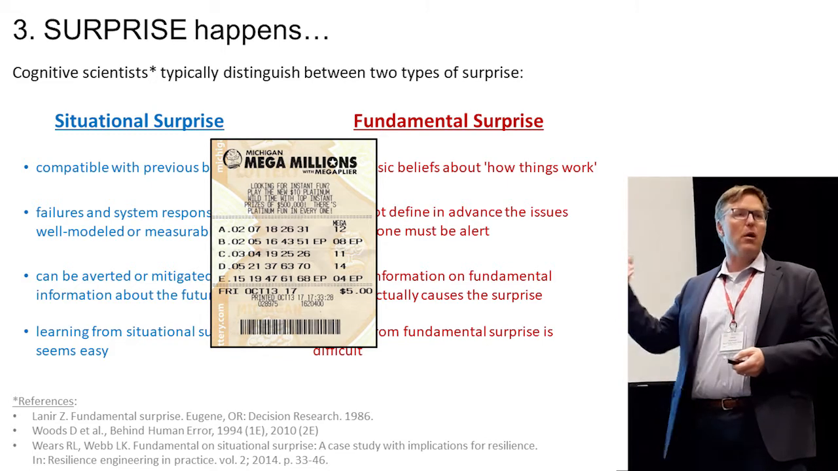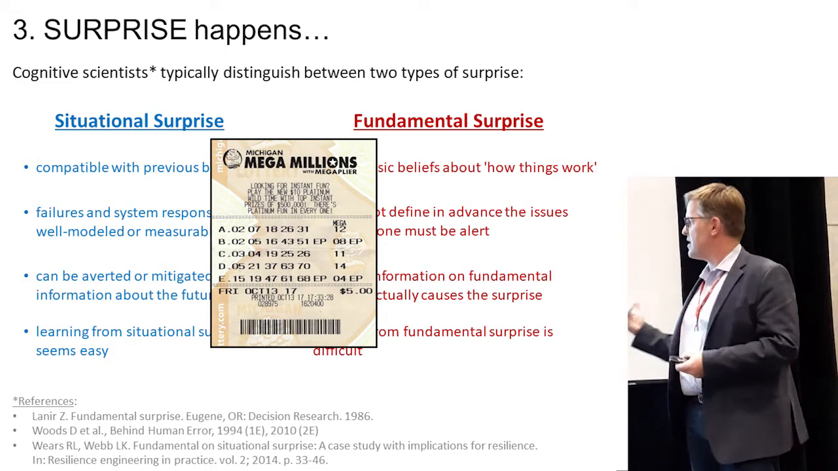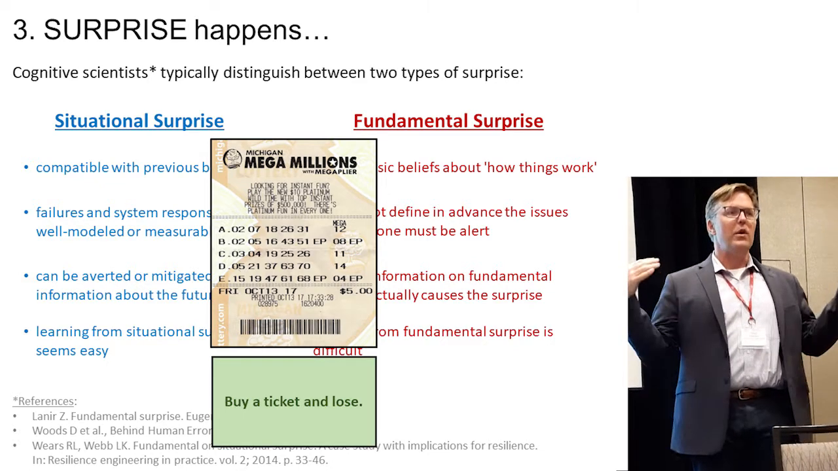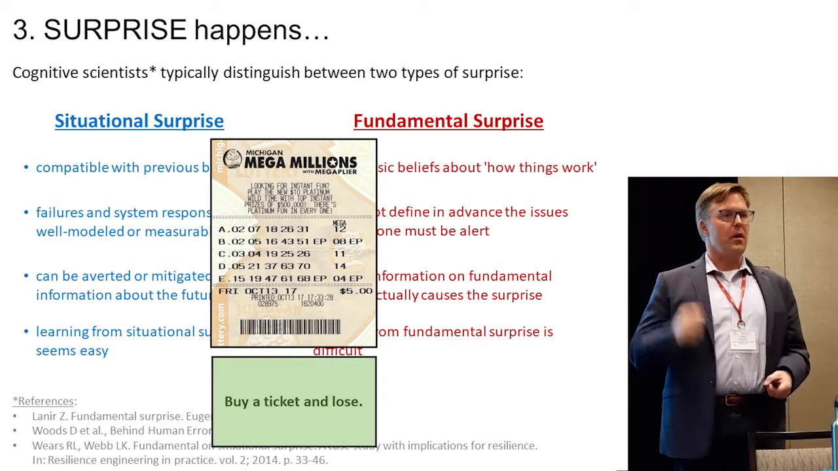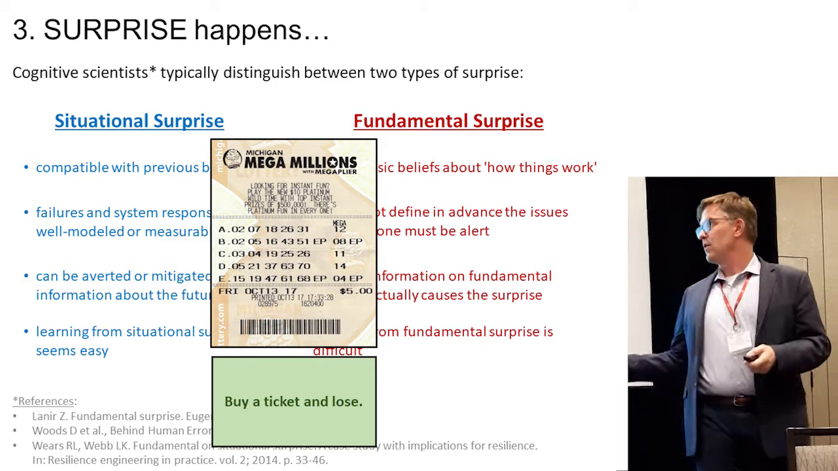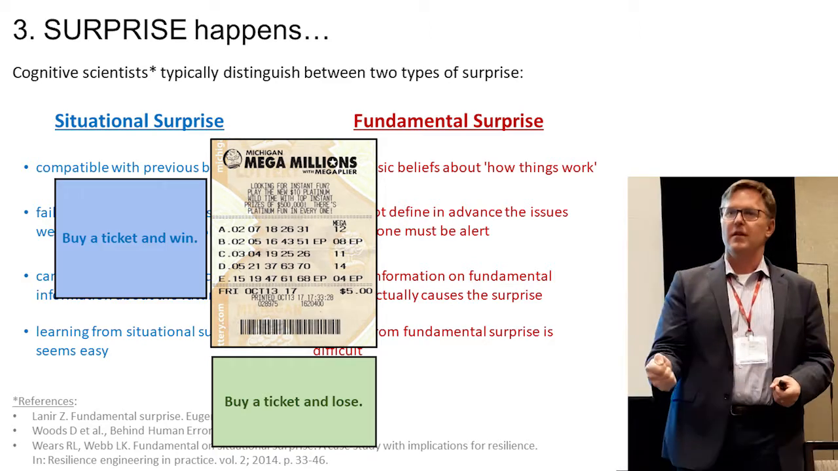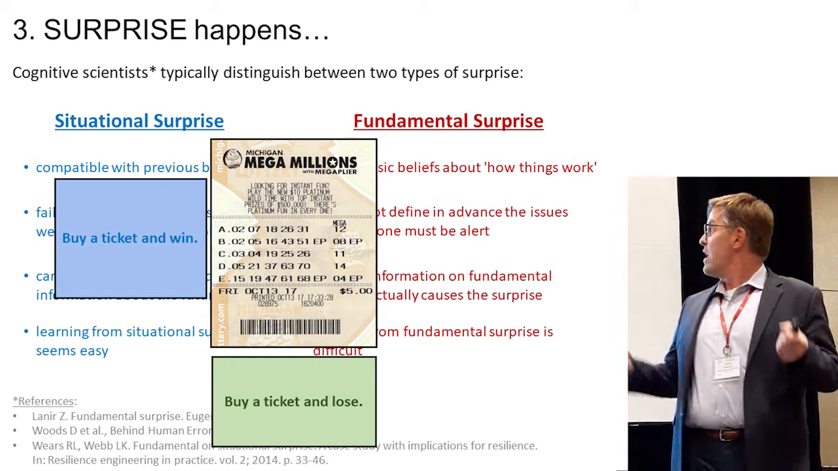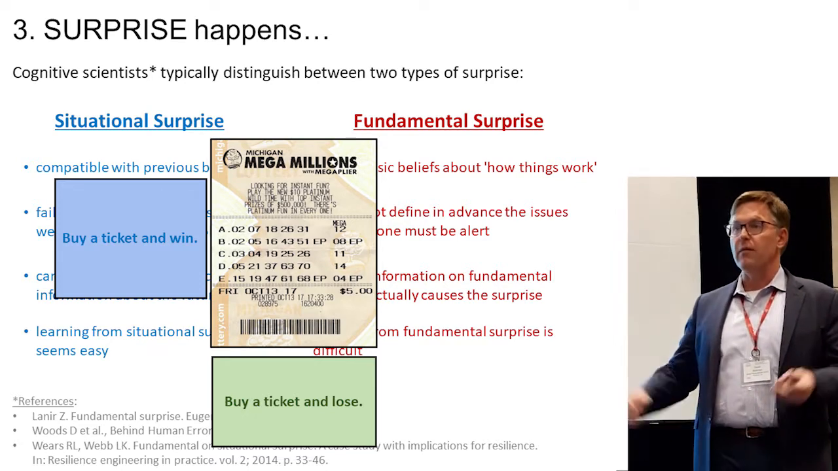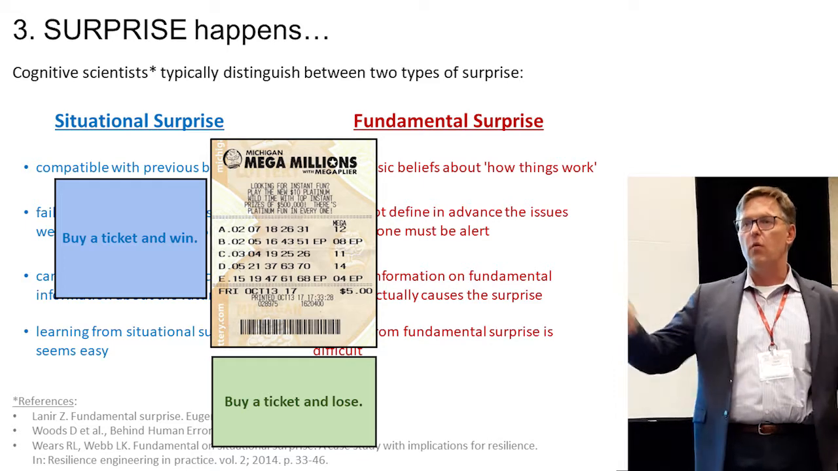Our normal experience with this, normal variation in this context, is that we buy a ticket and we lose. That's our normal experience. We go, we buy. But every now and again, and actually every time someone wins, there's somebody who buys a ticket and wins. That's a very unexpected kind of thing. One in a gazillion that you're actually the winner.